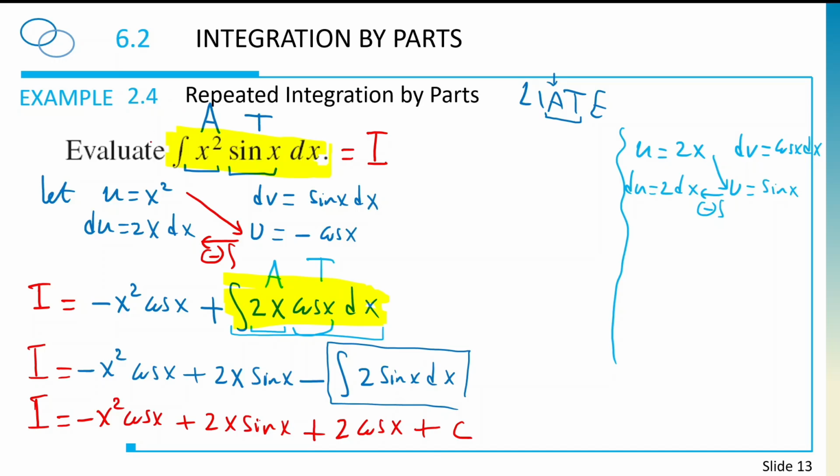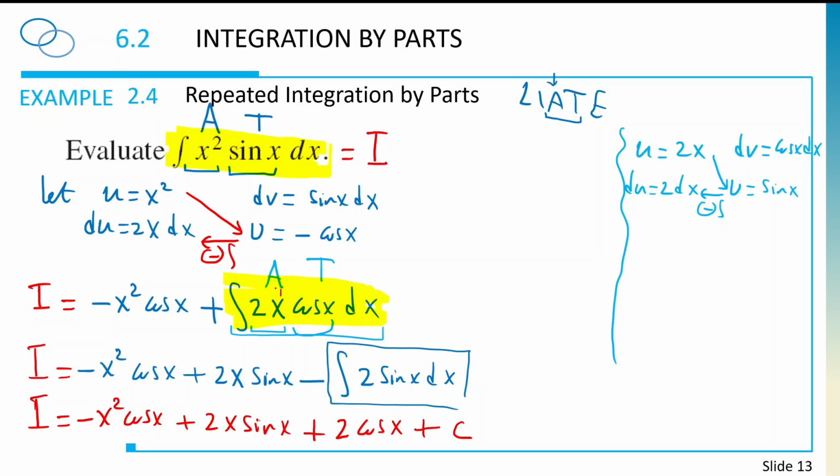So this is a case where we need to do repeated integration. Integration by parts twice. So we did it the first time. We noticed this new integral. It's just like the original one, but it's a bit easier. So instead of power 2, we have power 1 here only.